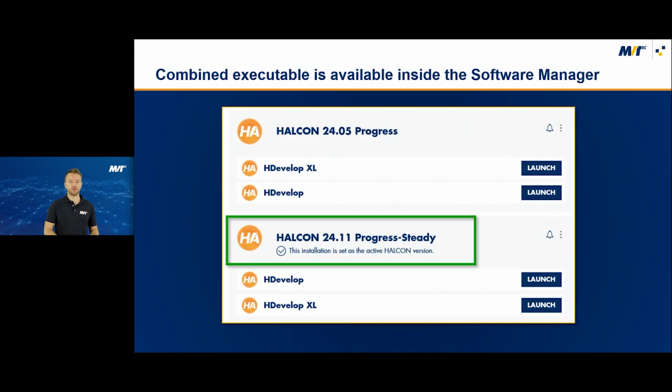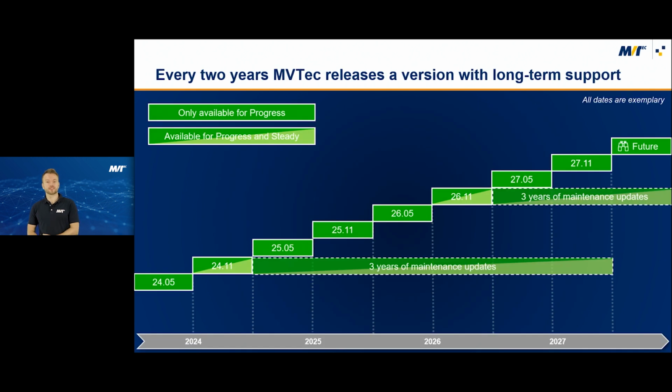How does it look inside our software manager? From now on, in our software manager you will simply find the combined HALCON 24.11 Progress Steady binary. And no matter if you're a Progress or Steady user, simply put your license inside. This change only affects the Steady releases, so 24.11, 26.11. For all the Progress-only releases, nothing changes.